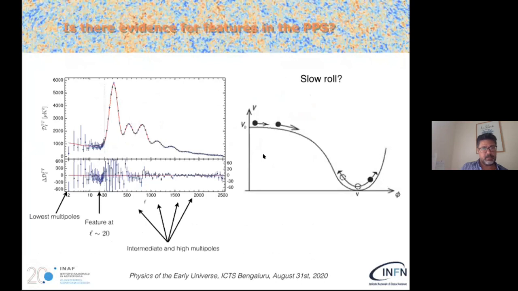Another question which we address is whether there is evidence for features in the primordial power spectrum, or better, whether the departure from the lambda CDM best fit, the outliers of data with respect to the lambda CDM best fit, call for new physics beyond the inflationary models, as an example, a violation of slow roll. This is also connected with Diray's talk, which follows. I'm restricting here to give just one result from the Planck papers.